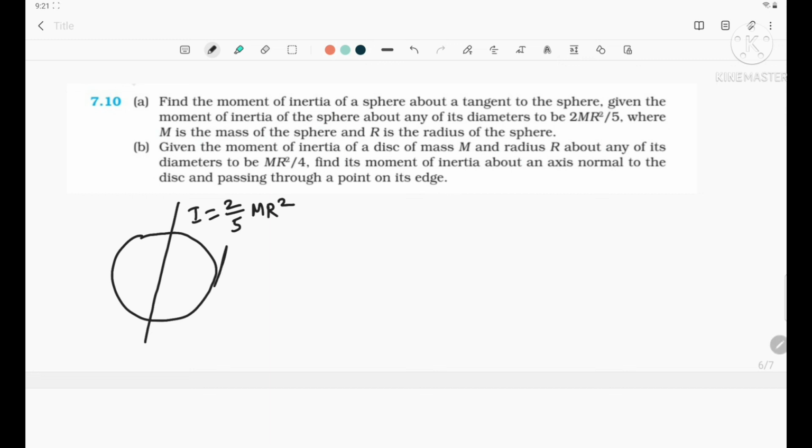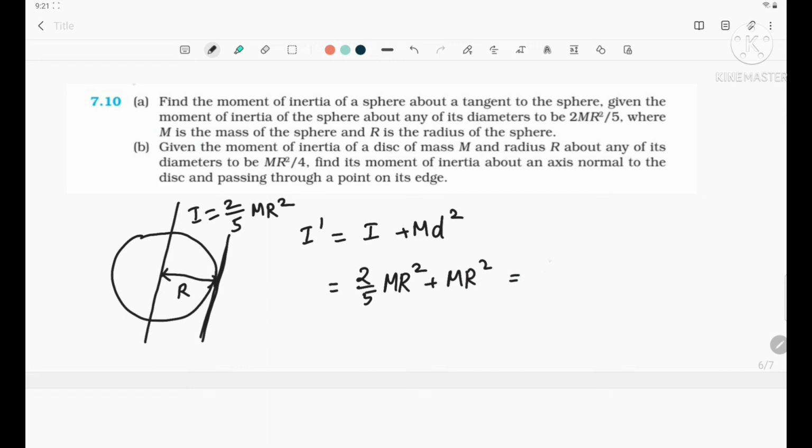Now they are asking at a tangent. A tangent is a line touching the curved surface. So here this length will be equal to capital R. According to the parallel axis theorem, I dash will be equal to I plus md square, where d is the distance between the two axes, the known and the unknown axis. So that will be equal to 2 by 5 mr square plus m into capital R square, which is nothing but 7 by 5 mr square. That's all. So this will be the moment of inertia about the tangent to the sphere.